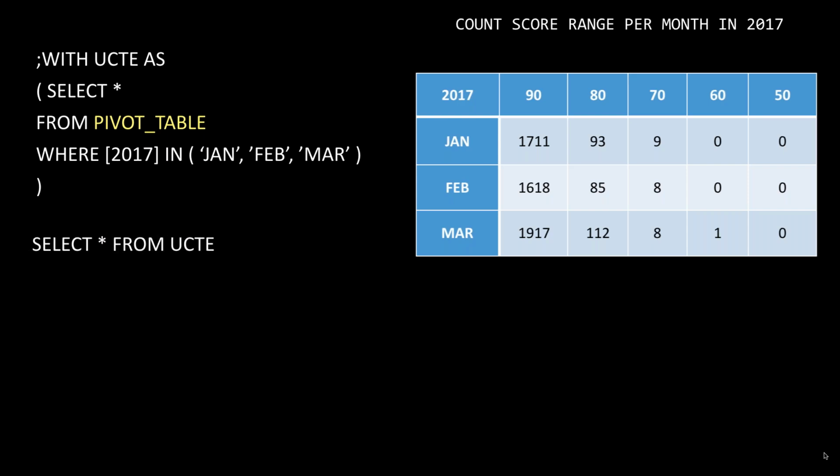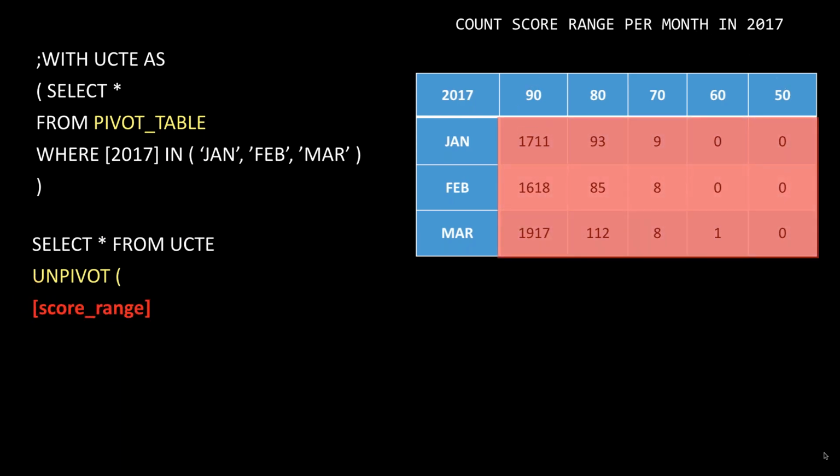So if I'm unpivoting, I'm going to select everything from the CTE. The first thing we talked about before is an aggregation. Oops, my bad. The first thing we have to put is the unpivot. It's the same thing: UNPIVOT and the parentheses. And we have the aggregation you see here, and the score range. So the question is, where does the score range come from?